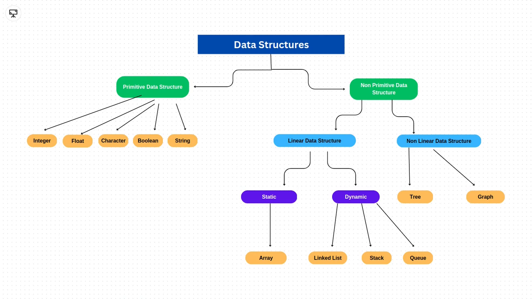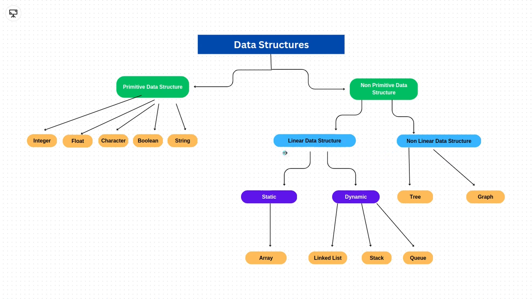Let us explore the properties of data structure. We have two types of data structure: the primitive data structure and the non-primitive data structure. The primitive data structure has the properties integer, float, character, boolean, and strings. While in the non-primitive data structure, we also have two subtypes, which are the linear data structure and the non-linear data structure. And this is basically where things are going to get more interesting.